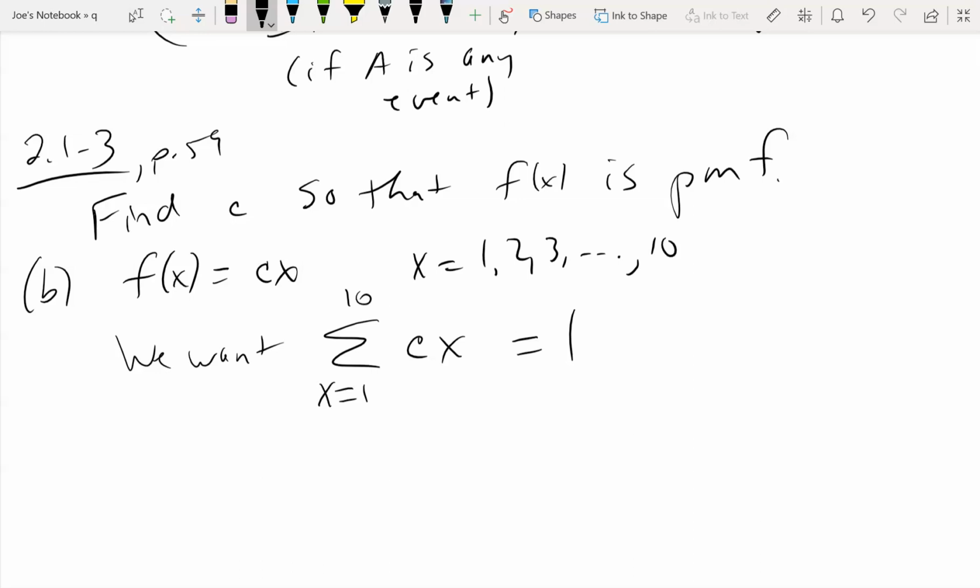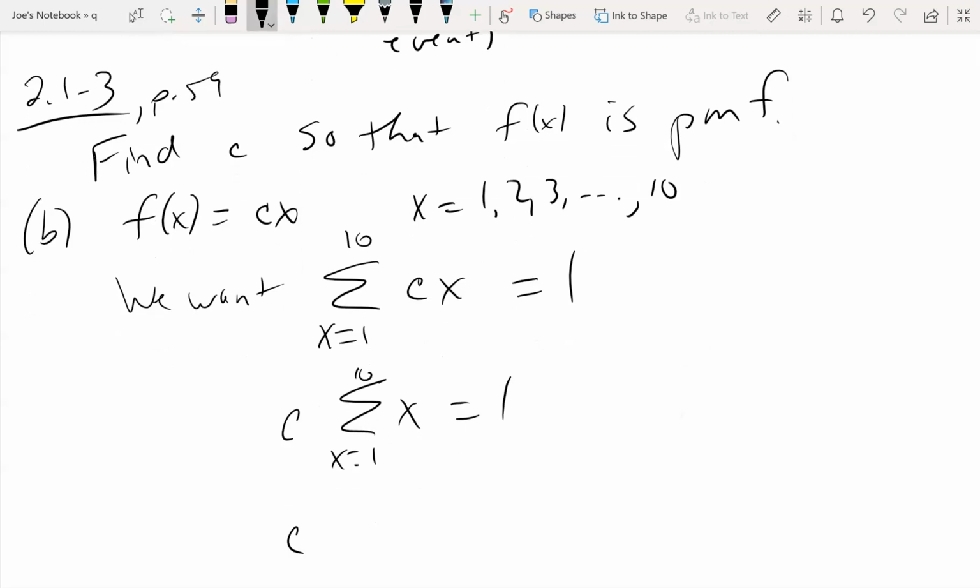So if I add this up for all the possibilities of x, this c is a constant. What can I do with the constant with respect to the sum? Take it out, so we have c times the sum. Now, you could brute force this, but there is a formula for computing the sum of the first n integers. Anybody know what that is? N times N plus 1 over 2. Yep, so this will be 10 times 11 over 2.